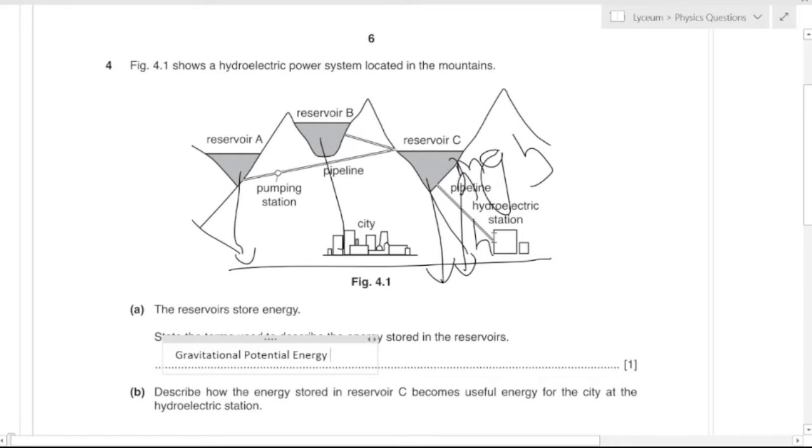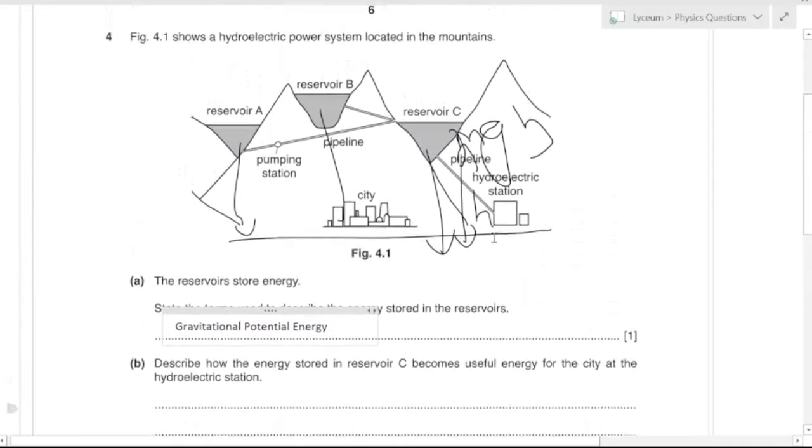And at the hydroelectric station, the water rotates the turbine. When the turbine rotates, the generator with the turbine rotates as well. And when the generator rotates, the generator produces electricity, or electrical current, electrical energy.